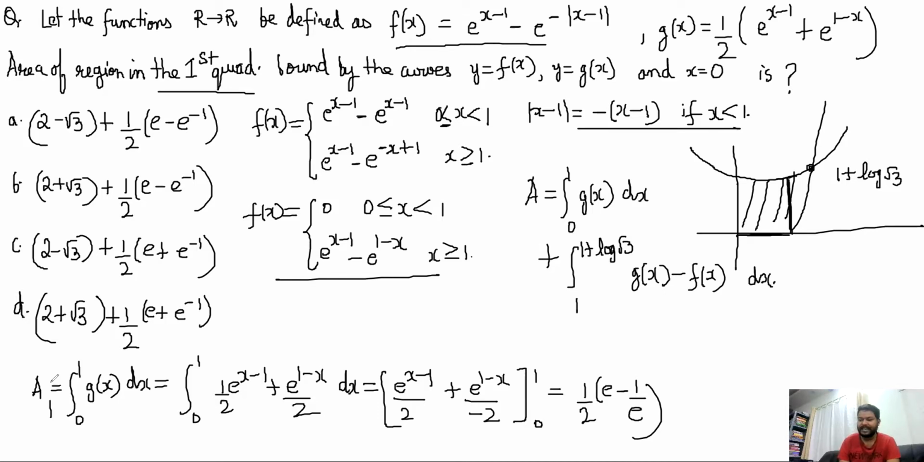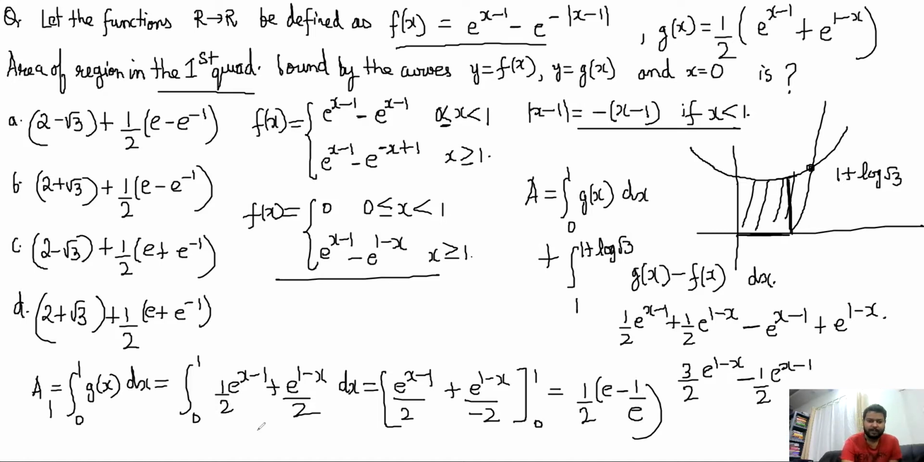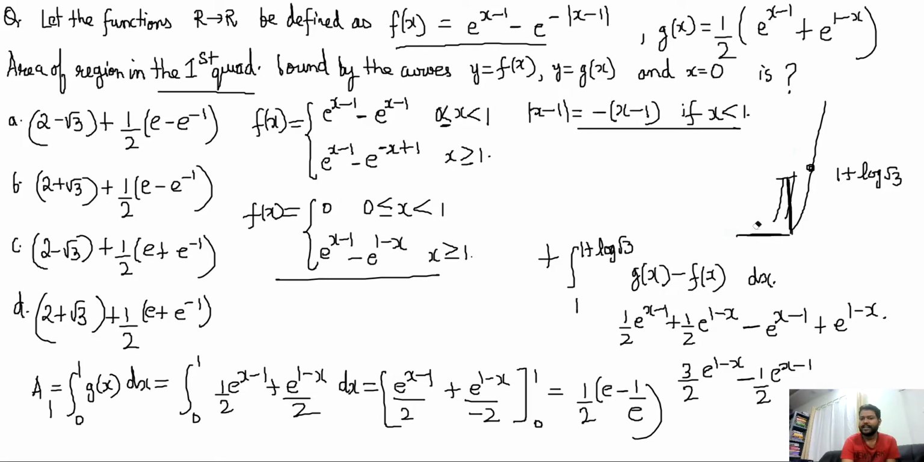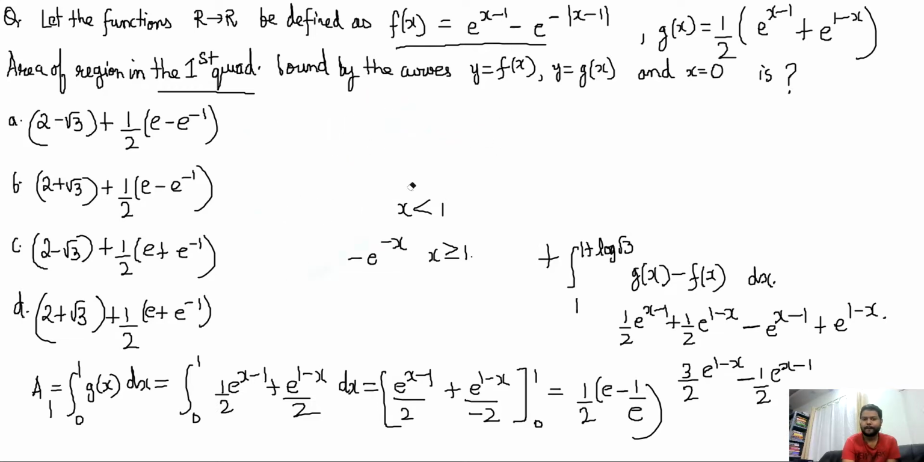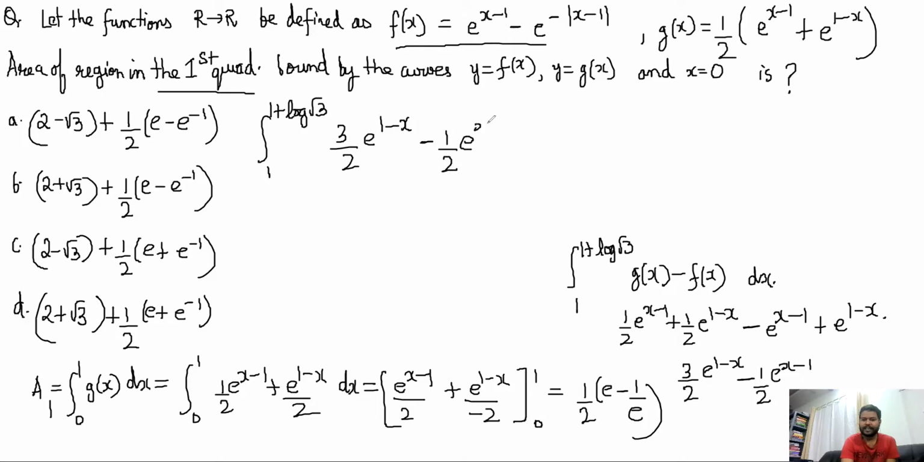Now what we have to do is the integral of g(x) minus f(x), right? So g(x) minus f(x) will become half of e power x minus 1 plus half of e power 1 minus x minus e power x minus 1 plus e power 1 minus x, right? So this is 3 by 2 e power 1 minus x minus 1 by 2 e power x minus 1. So I will just rub off some space and do the integration here. Just remove this diagram. This second integral is basically the integral from 1 to 1 plus log root 3 of 3 by 2 e power 1 minus x minus half of e power x minus 1 dx.